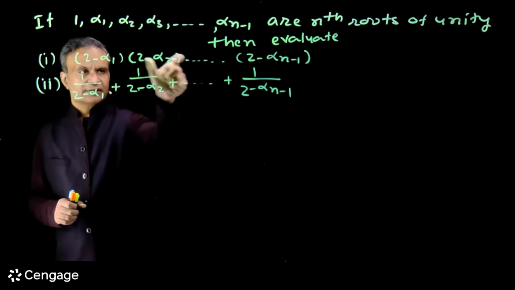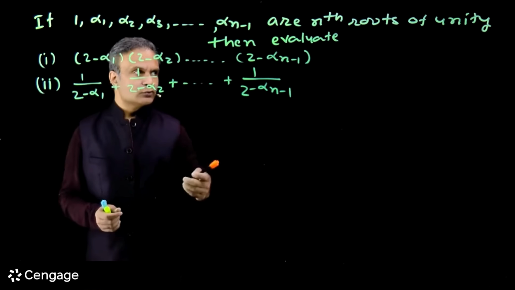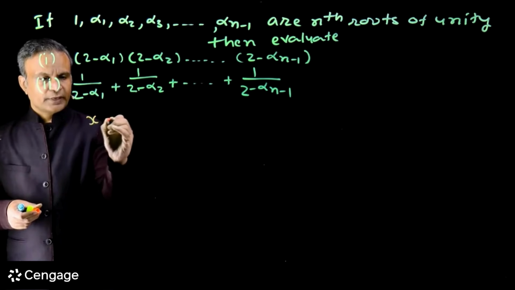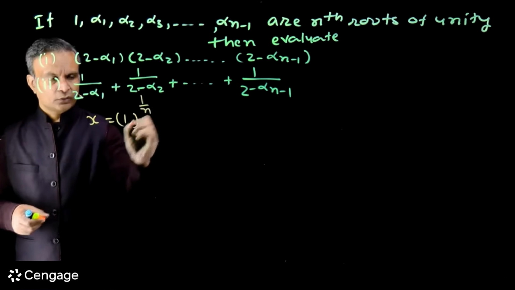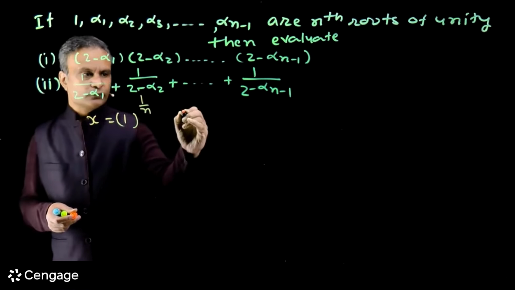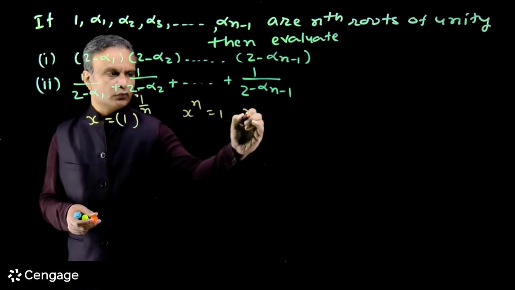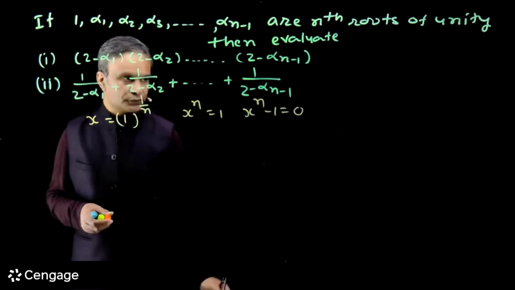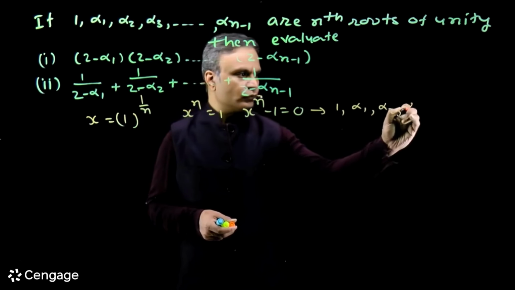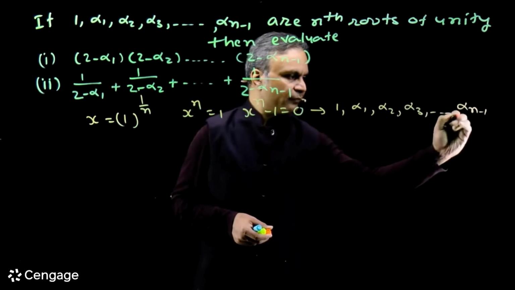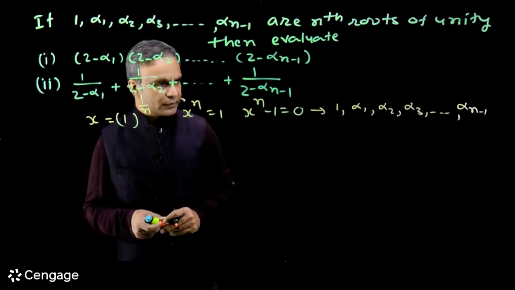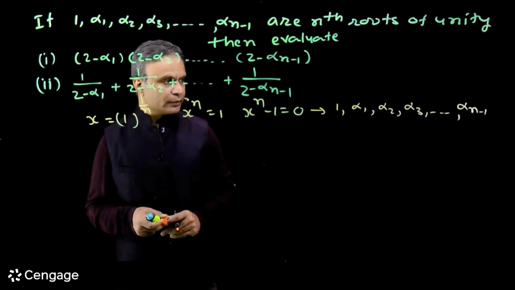First is simple. We have done this in complex numbers. Nth roots of unity means roots of the equation x is equal to 1 power 1 over n. Okay, nth roots of unity. So we have x power n is equal to 1, or x power n minus 1 is equal to 0. This equation has roots 1, alpha 1, alpha 2, alpha 3 up to alpha n minus 1, n number of roots. Okay, one is a real root and other roots will be non-real.